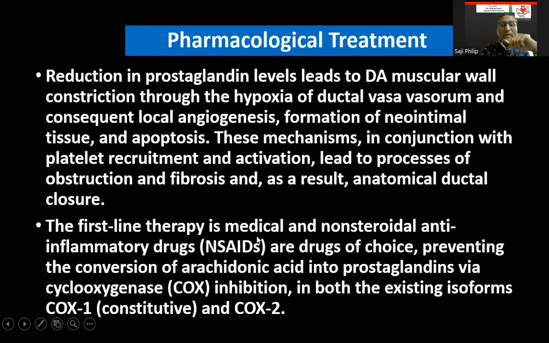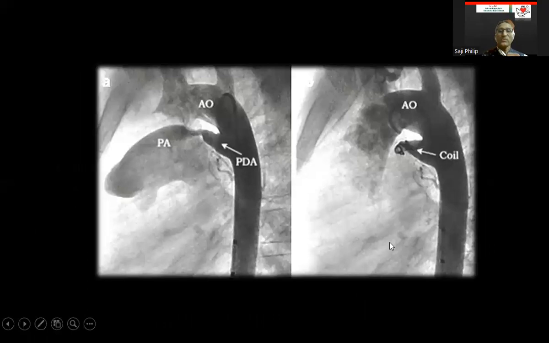The first line therapy, we always prefer non-steroidal anti-inflammatory drugs, which prevent the conversion of arachidonic acid into prostaglandin via cyclooxygenase COX inhibition, in both existing isoforms COX-1 and COX-2. That's what I said: indomethacin will act through COX-1, ibuprofen through COX-2. With COX-2 action, the constriction of the artery will be a little bit lesser, so the renal damage will be lesser. So this is a finger-like PDA, and this is type A PDA, and the coil closure.